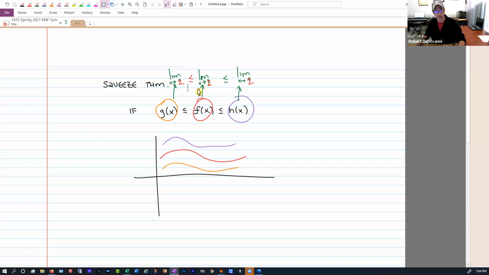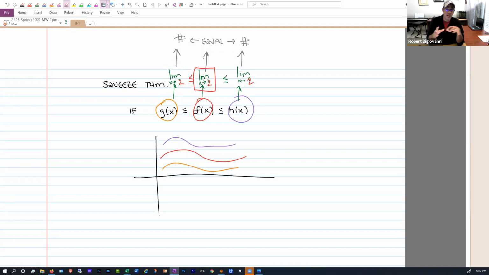And so the limit that you're looking for, the one in red, is sandwiched between two others. What you're really hoping for is that these two go to the same number, so you want those to be equal. If those two limits on each side are going to the same number, then that forces this one, squeezed in between those two, to have the same limit.